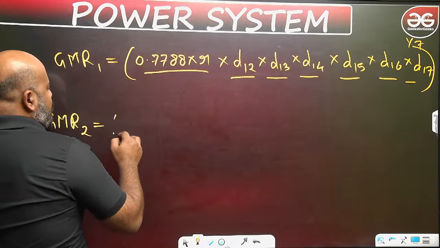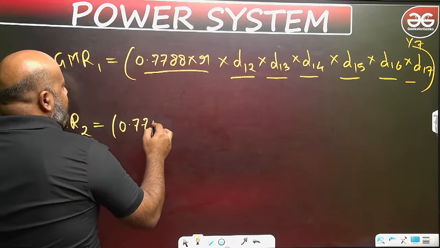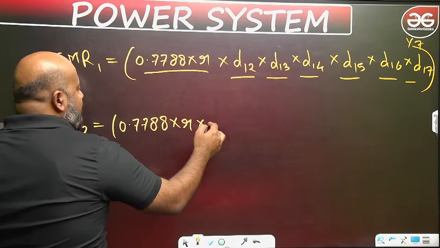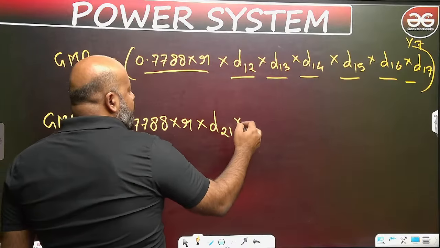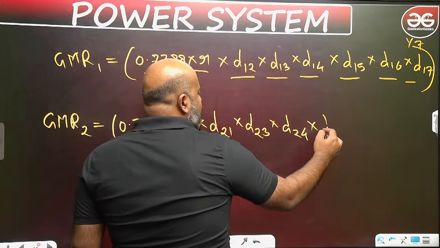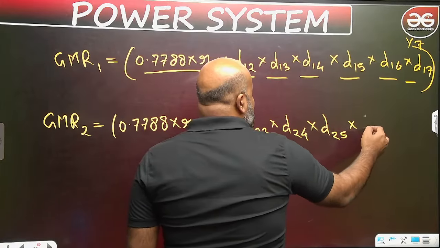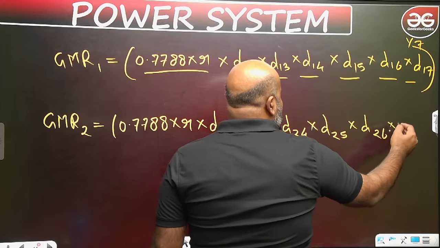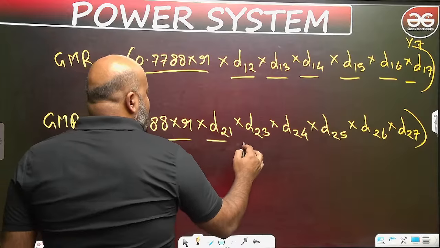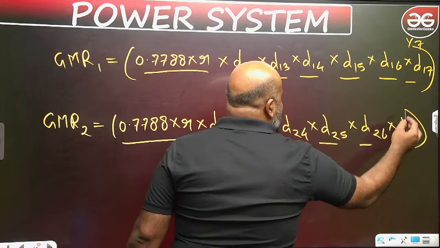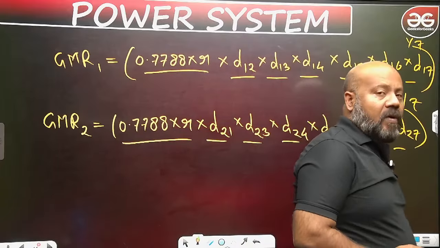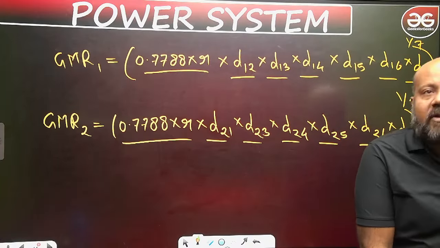What is going to be GMR 2? Effective radius of strand 2, that is 0.7788 into R, and the distance between 2 to 1, 2 to 3, 2 to 4, 2 to 5, 2 to 6, and 2 to 7. How many distances? 1, 2, 3, 4, 5, 6, 7. So the effective root is 1 by 7. Everybody just tell me in the comment section, are you getting this?